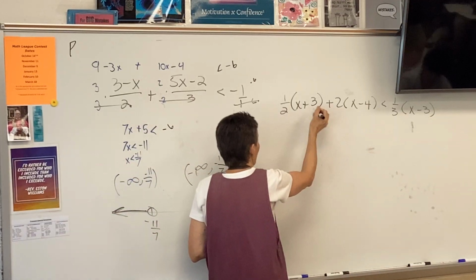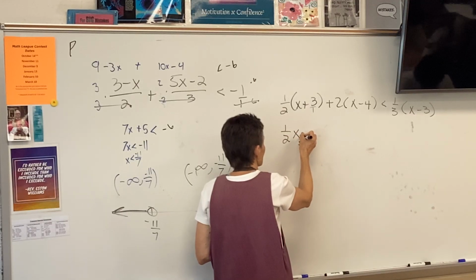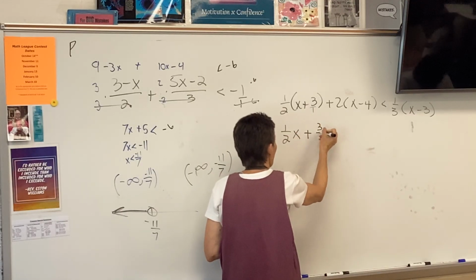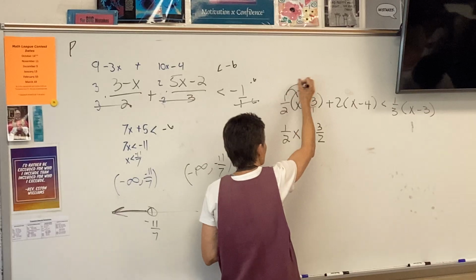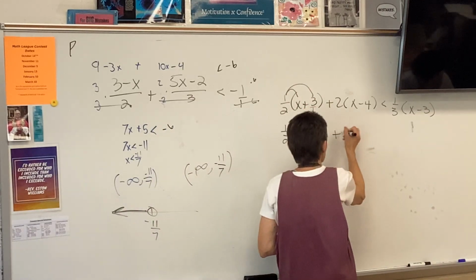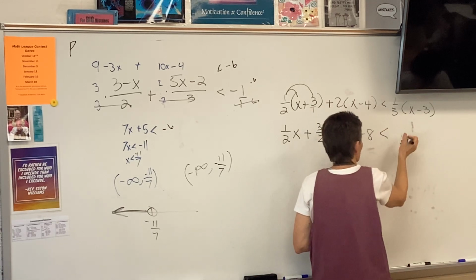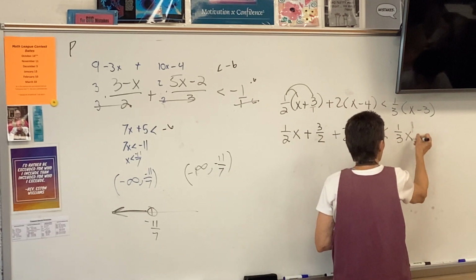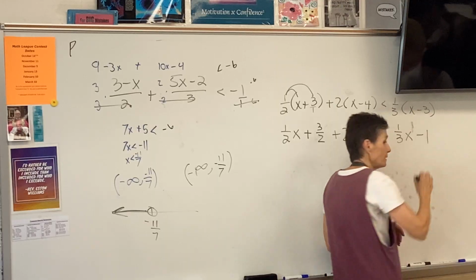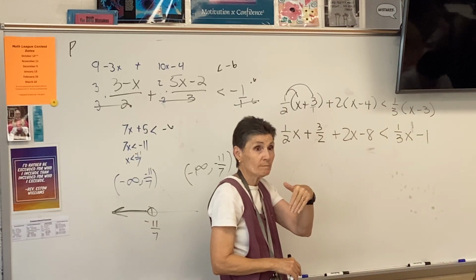So I'm gonna have 1/2 x plus 3/2. Okay, does that make sense to everybody? Plus 2x minus 8. 1/3 x minus 1, because what's 1/3 times 3? 1.